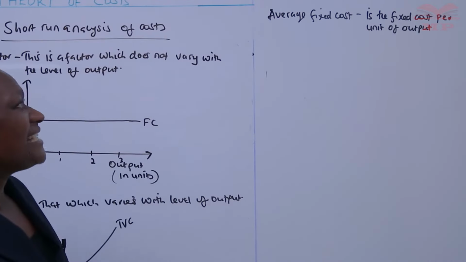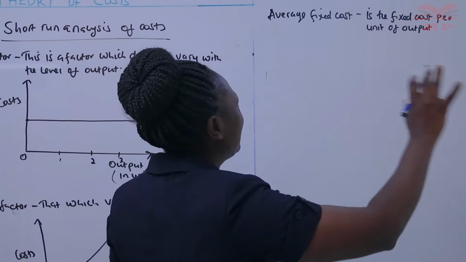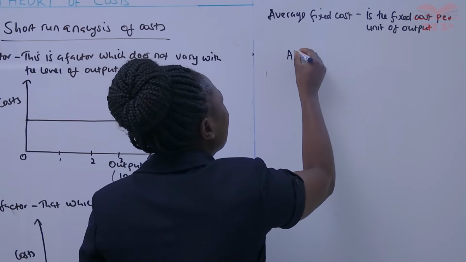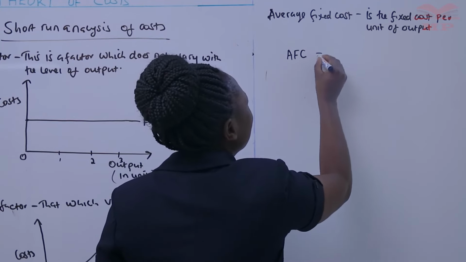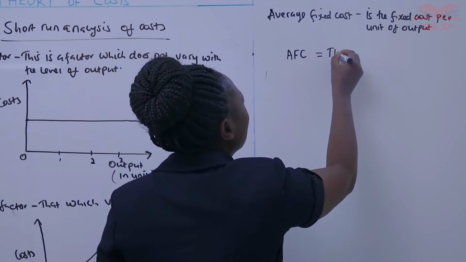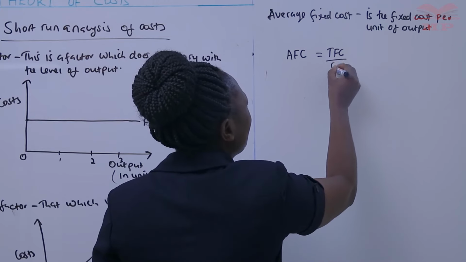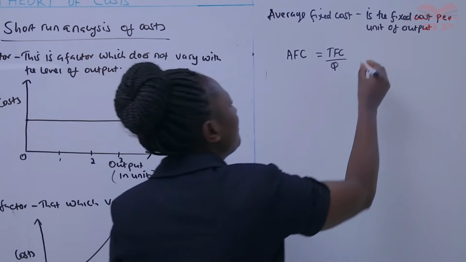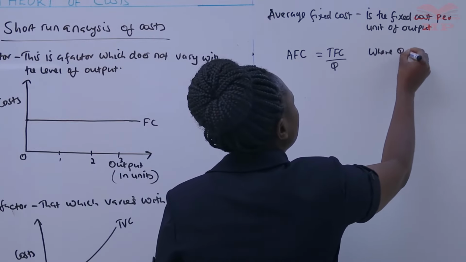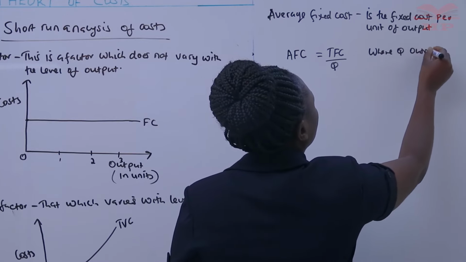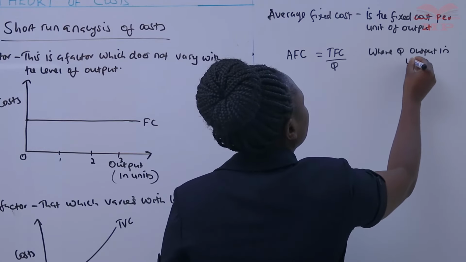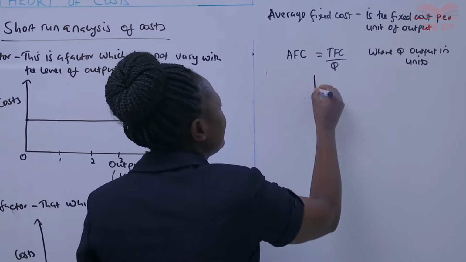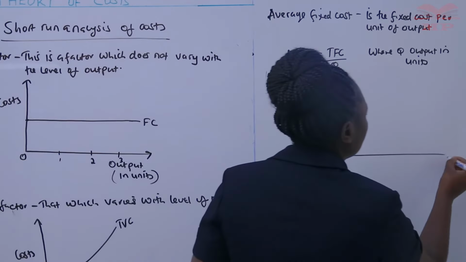And so that simply means, to get average fixed cost, we simply take the total fixed cost and then divide by output, which is indicated by Q, where Q is simply referring to output in units. And graphically, how do we represent this? This is how it will look.